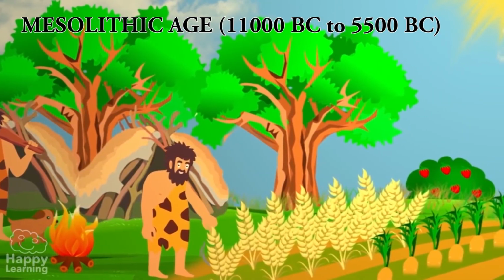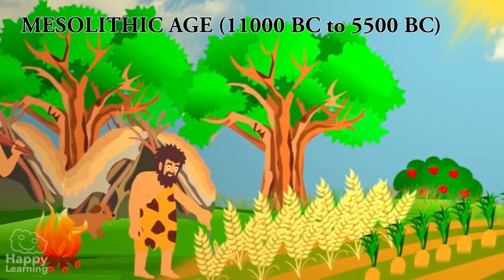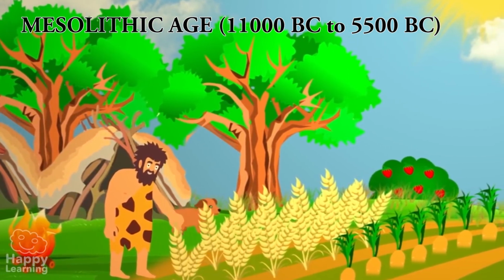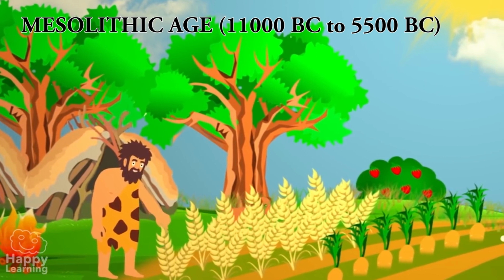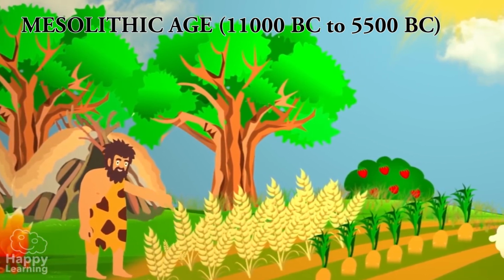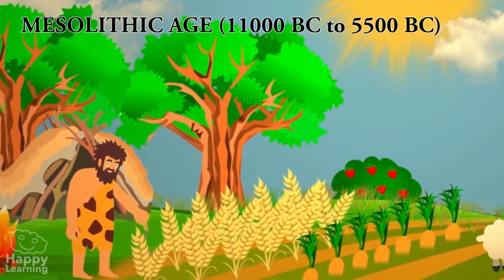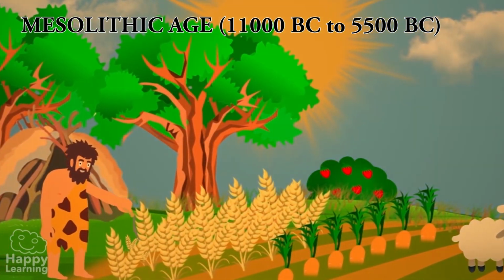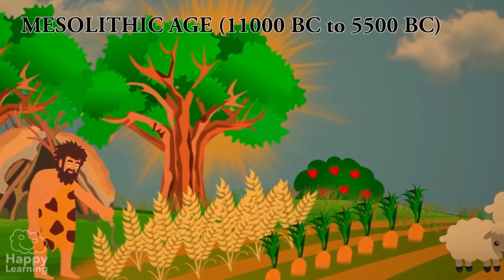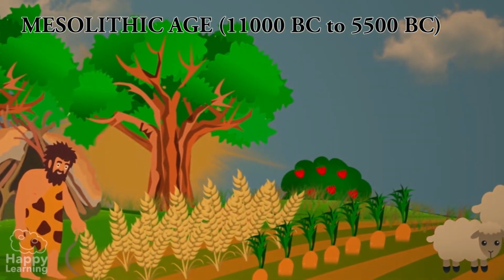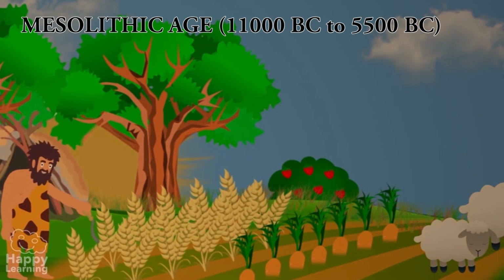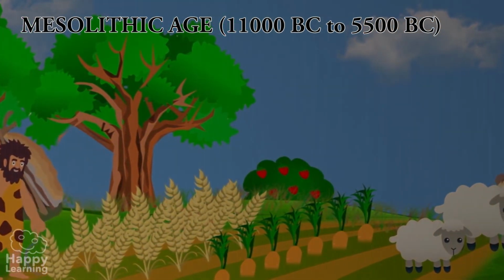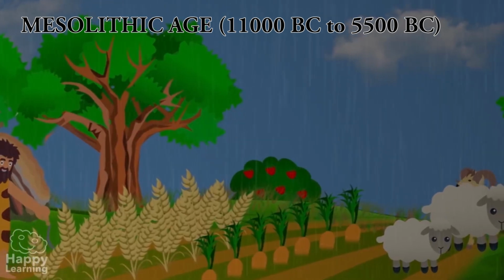Mesolithic people occupied Britain by around 11,000 BC to 5,500 BC. During this period, the climate of the world was getting warmer, which led to an increase in the variety of plants and animals. Mesolithic people learned to hunt in groups and to fish. They cut and polished stones for more efficient tools and weapons. Most of them lived in rock shelters and caves. They also learned to domesticate plants and animals.